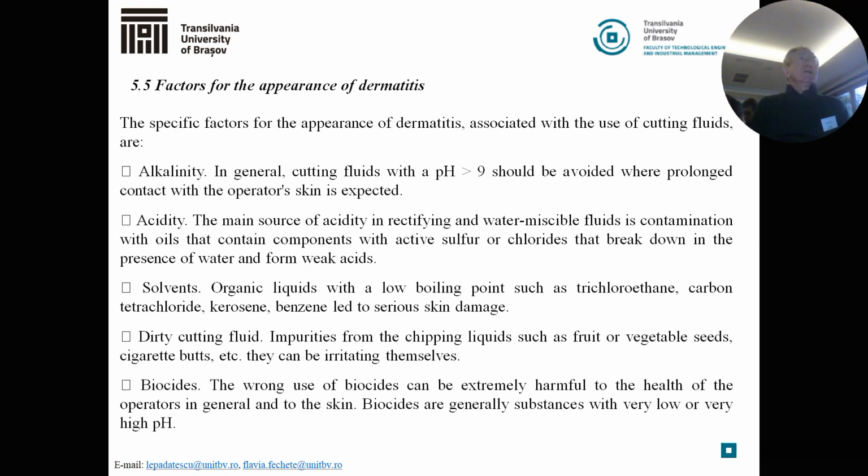Solvent. Organic liquids with a low boiling point such as trichloroethane, carbon tetrachloride, kerosene, and benzene lead to serious skin damage. Dirty cutting fluid. Impurities from the chipping liquids such as fruit or vegetable seeds and cigarettes can be irritating themselves. And biocides. The wrong use of biocide can be extremely harmful to the health of the operator in general and to the skin. Biocides are generally substances with a very low or very high pH.